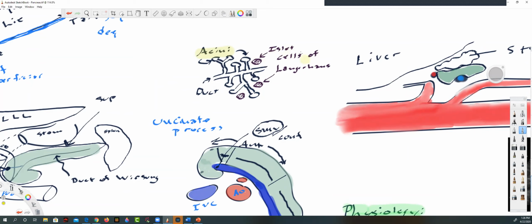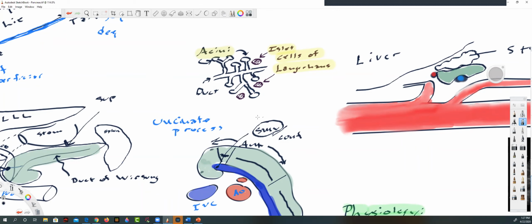The islet cells, let's do the whole thing. Islet, as in island, cells of Langerhans. This is the endocrine cells of the body. So they don't put anything into the acini or into the ductwork. These are endocrine hormones. The acini over here create enzymes. The islet cells of Langerhans create hormones.